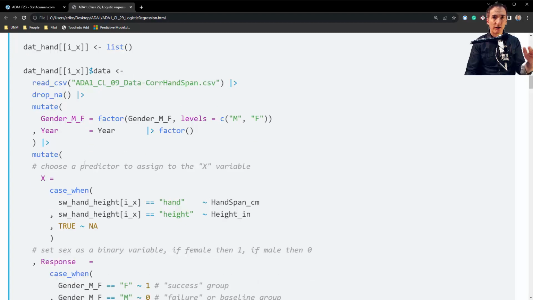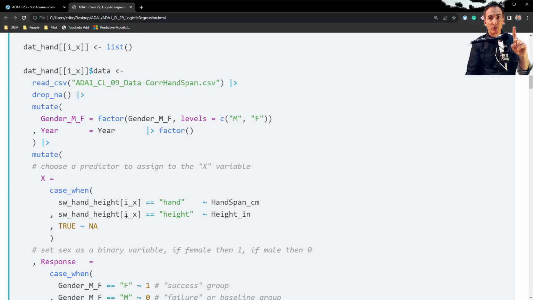We're not doing any analysis by year. We're using all of the data from all the years together. Then we're going to mutate and create the X variable. So the case when is a bit like an if statement. If the height hand variable, if IX is the first, is number 1 right now. So the first of that, if the first of that equals hand, which it does, then hand span, that column in the data set, is going to be copied to the X variable.